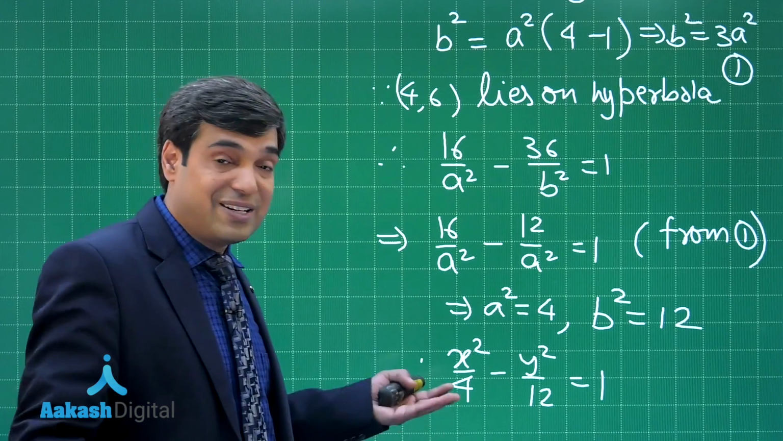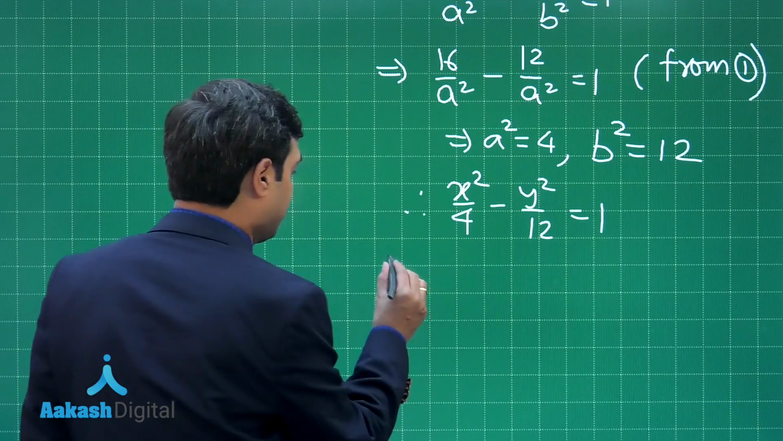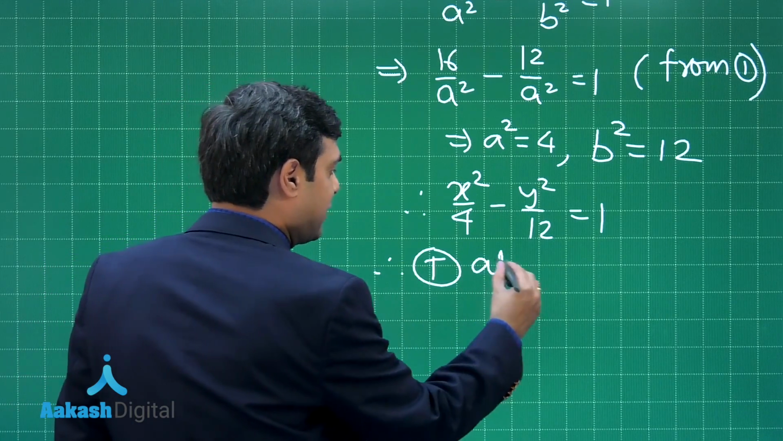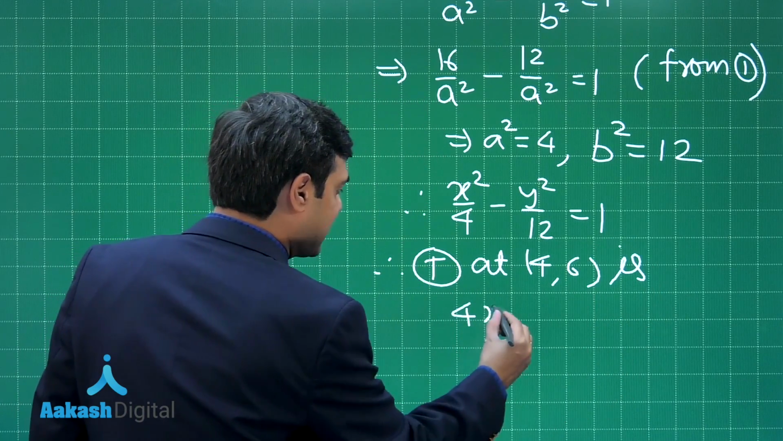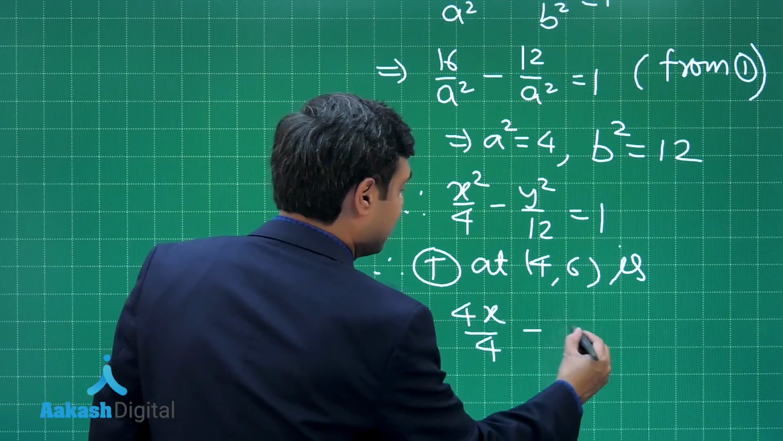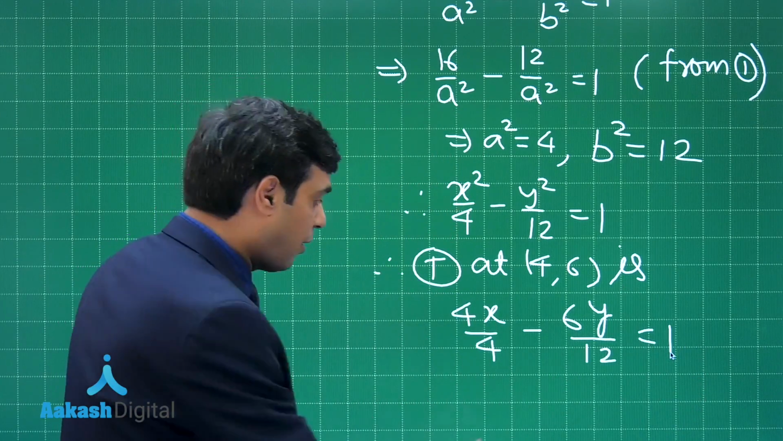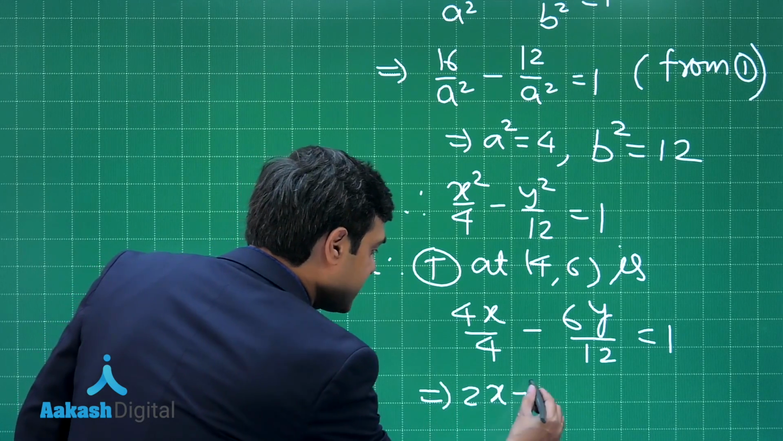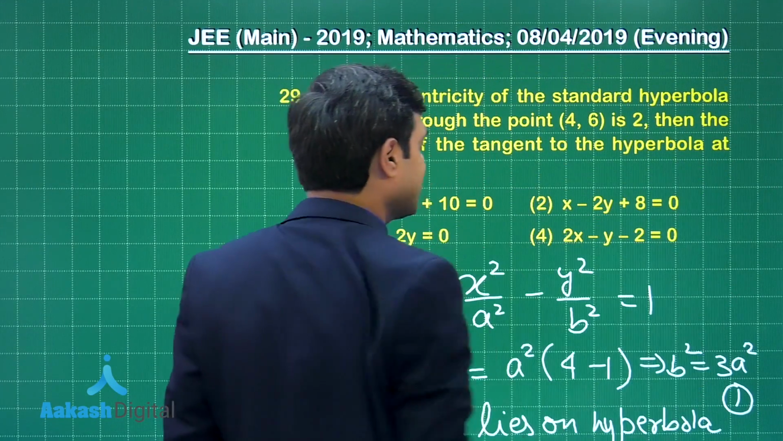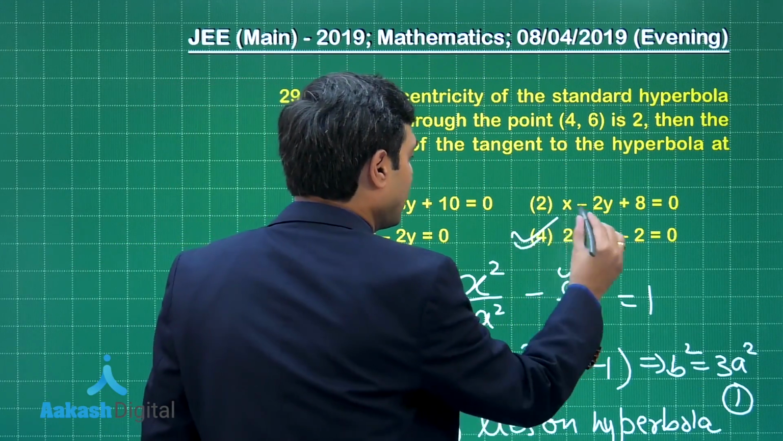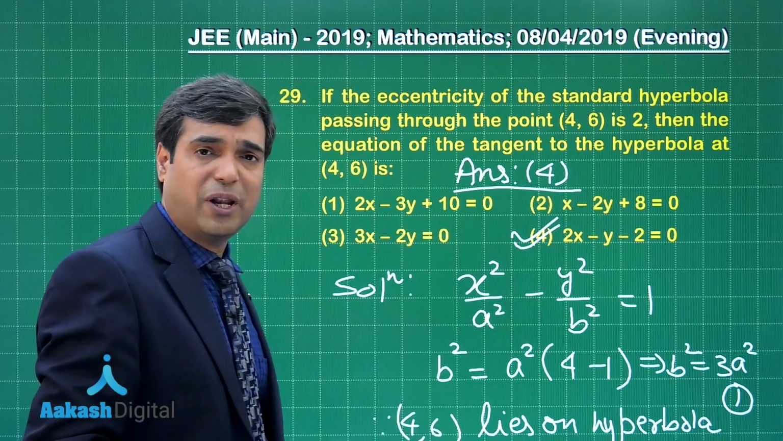What next? We need the equation of the tangent at (4, 6). Therefore, the tangent at (4, 6) is 4x by 4 minus 6y by 12 is equal to 1, or simplifying we can write 2x minus y is equal to 2. Let's check from the given options. 2x minus y is equal to 2, that is option number 4 is the correct answer. Let's move on to the next one.